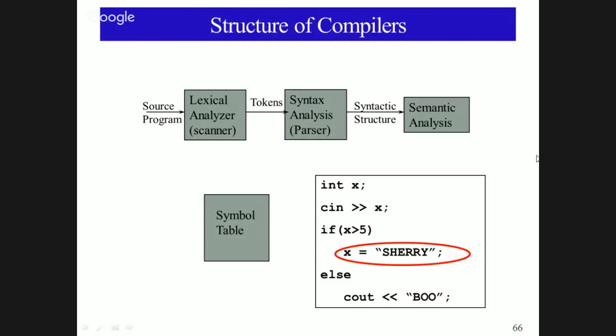But at least you should do some simple stuff, like a string and an int don't really go together. So simple type checking, or the fact that X is even declared, should be checked. Do I even have X declared somewhere in there? Well, the symbol table should tell me that. So the symbol table is used throughout this whole process.